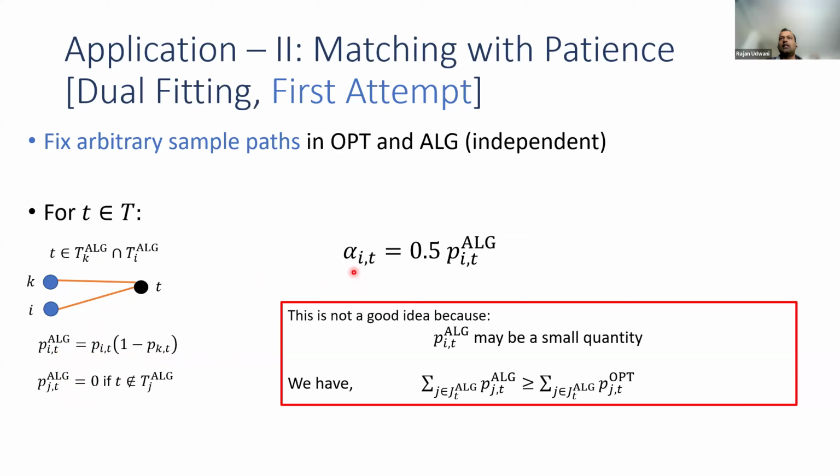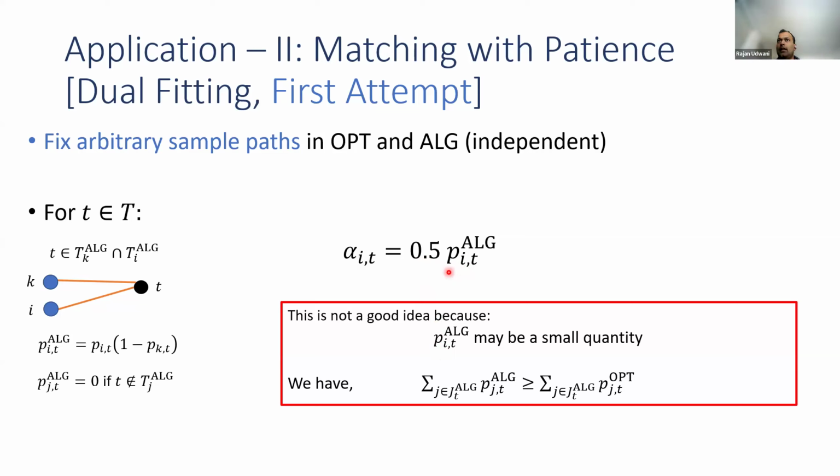Okay. So I'll set alpha IT to simply be half of the probability that T gets successfully matched to I in alg. Assuming that T is the only arrival and I'm just matching T one by one, this is the probability that I is the one that T picks. So I'll set it to half of that. Natural extension of what we did in stochastic rewards. But here, this won't work. This is not a good idea because this probability may be very small.